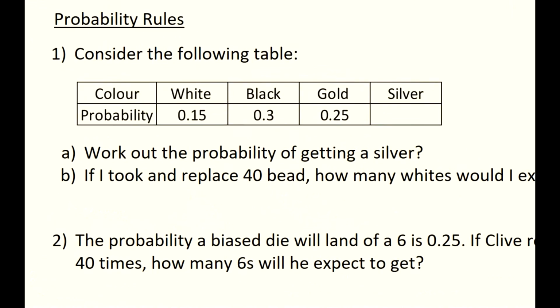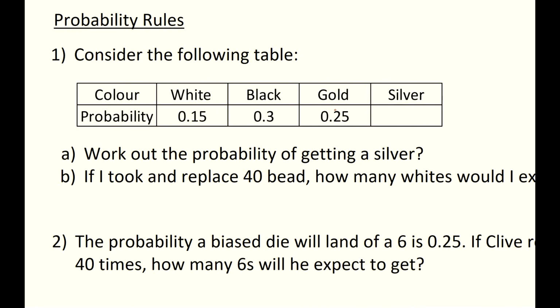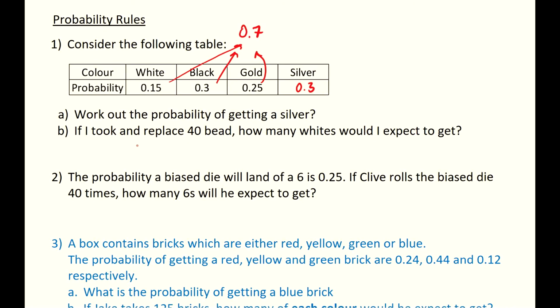Okay, question 1. Odds of getting a silver. First things first, we're going to add together the ones we've got. So if I add together 0.15 plus 0.3 plus 0.25, feel free to use a calculator, that will give you 0.7. That means the odds of getting a silver is going to be 1 take away 0.7, which is 0.3. Part B, if I took and replaced 40 beads, how many whites would I expect to get? 40 times by the probability of getting a white. Odds of getting a white is up here, is 0.15. Again, type in a calculator, that will give you 6 beads.